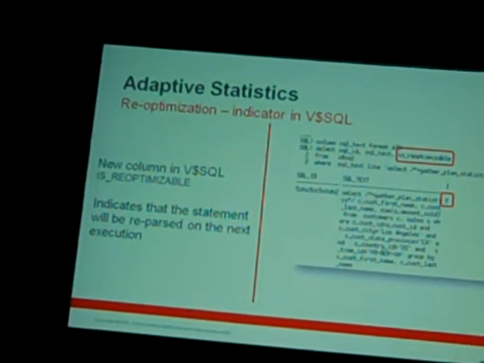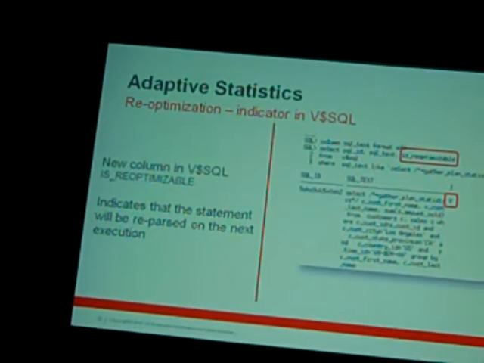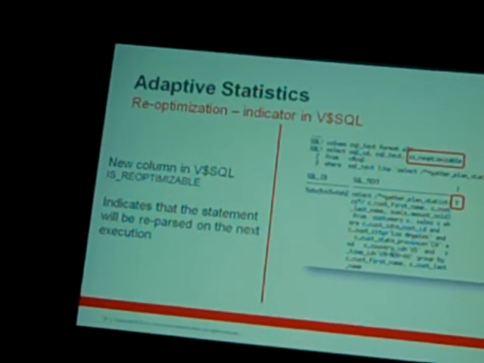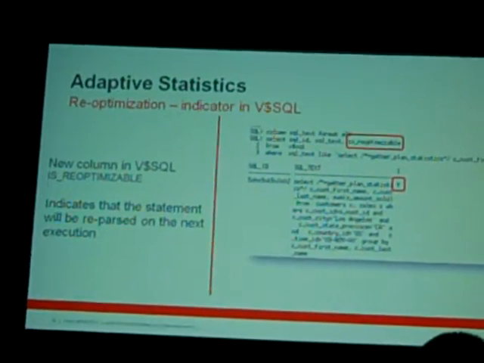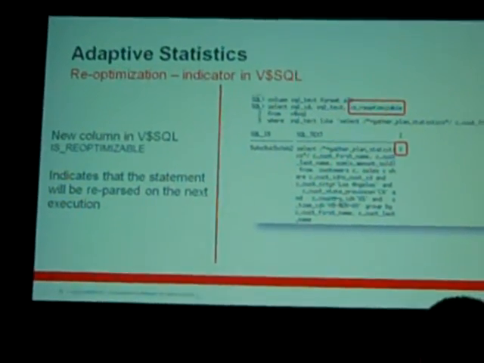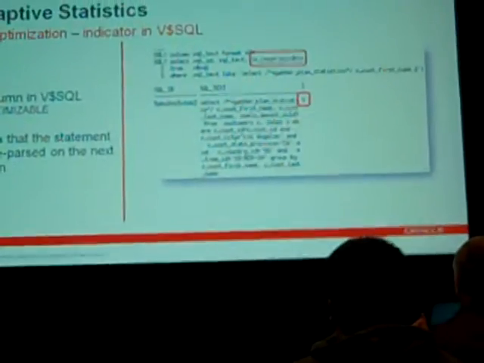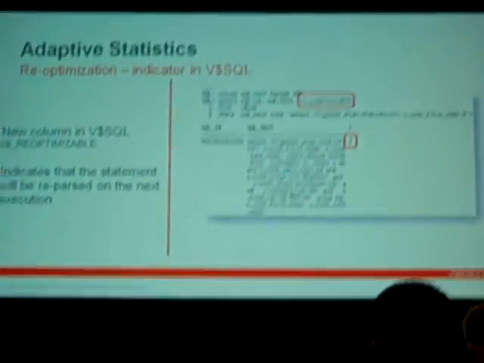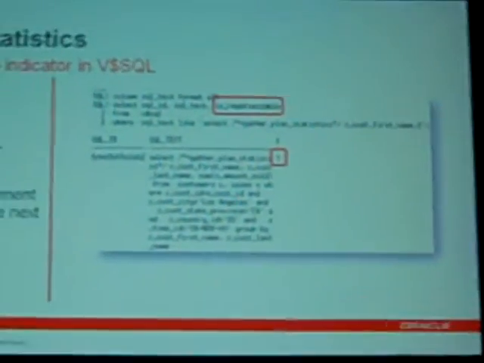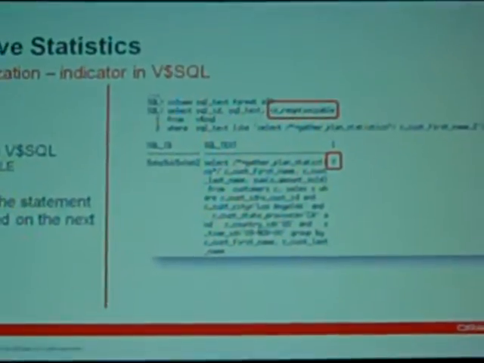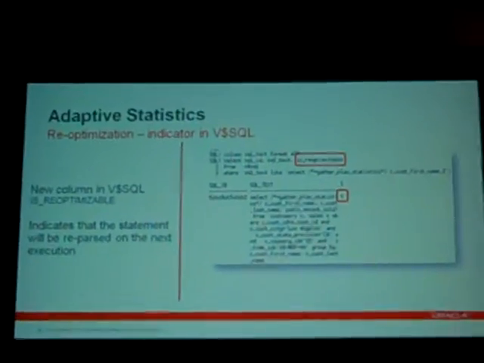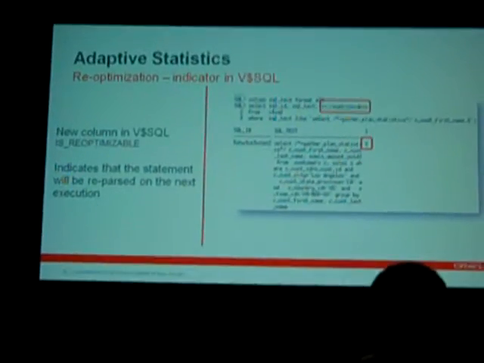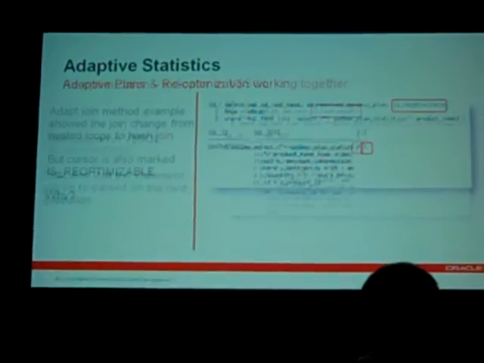How do I know if I have any plans that need re-optimization? Well, there is a new column in V$SQL. It's called IS_REOPTIMIZABLE. After the first execution, if we are planning to re-optimize or reparse the SQL statement on the next execution, that column will be marked yes. So that means this statement on the next execution will be reparsed using the execution statistics we learned on the previous execution to come up with a better plan.